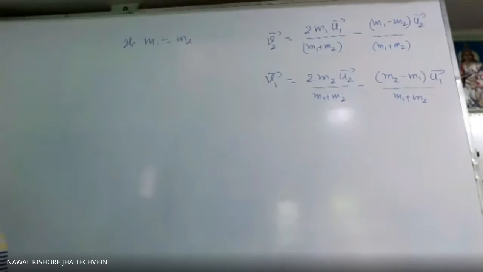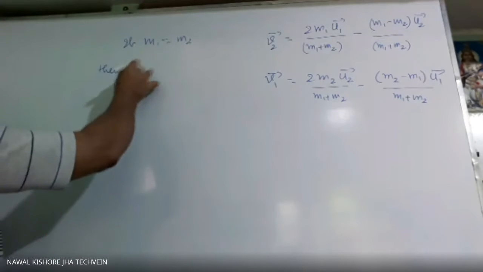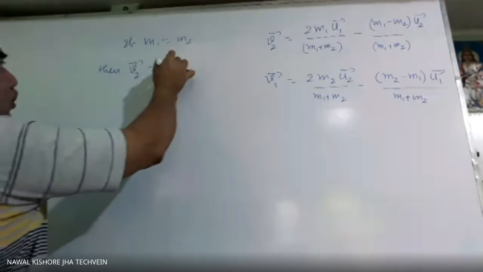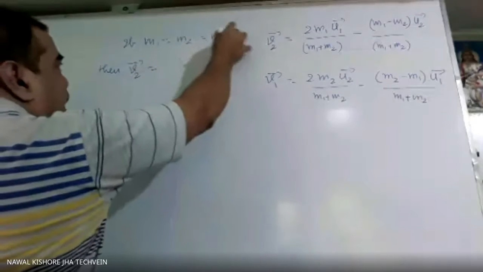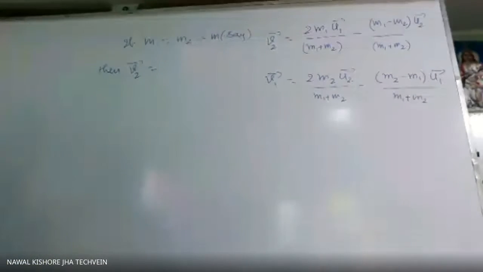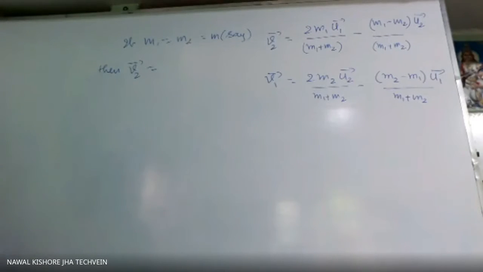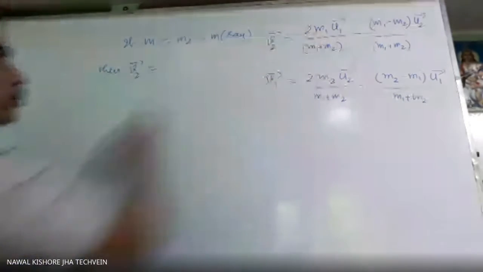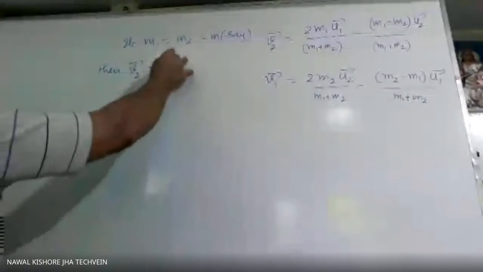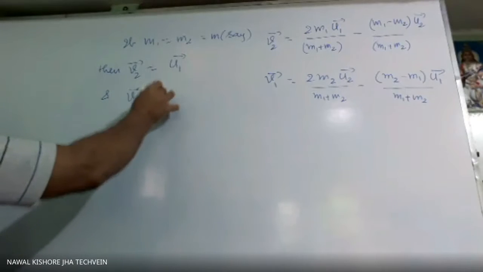Or m2 minus m1, that will become 0. So in that case, what will become? This V2 will become equal to, suppose it is m. Then here it will become twice m, that is 2m, so it will be cancelled. So V2 will become equal to U1, and this V1 will become equal to U2.